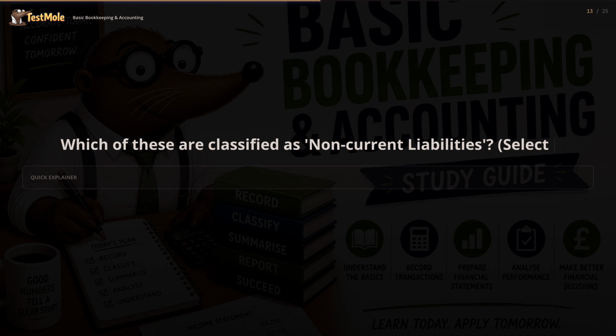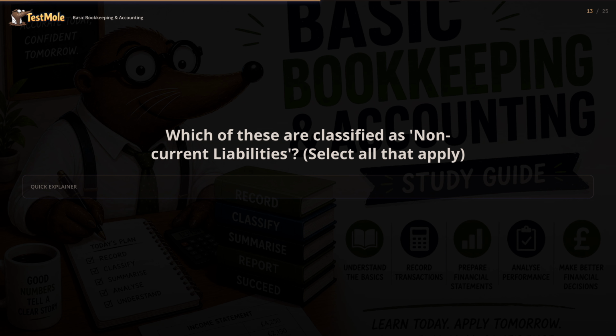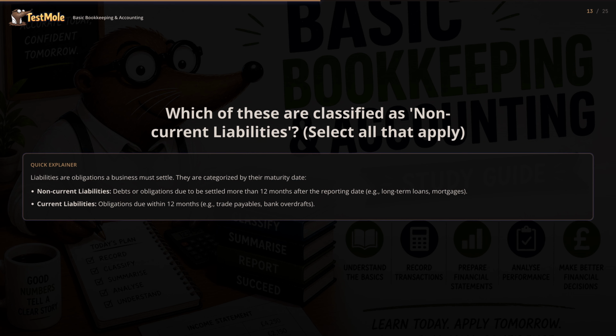Which of these are classified as non-current liabilities? Select all that apply. Liabilities are obligations a business must settle. They are categorized by their maturity date. Non-current liabilities, debts or obligations due to be settled more than 12 months after the reporting date, e.g., long-term loans, mortgages. Current liabilities, obligations due within 12 months, e.g., trade payables, bank overdrafts.